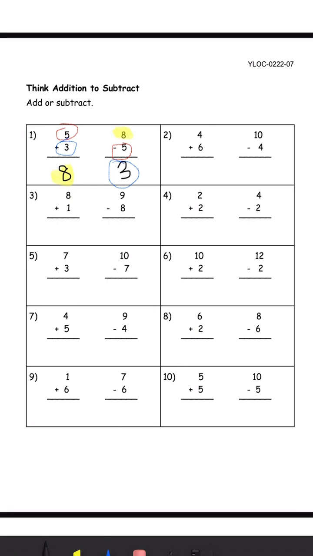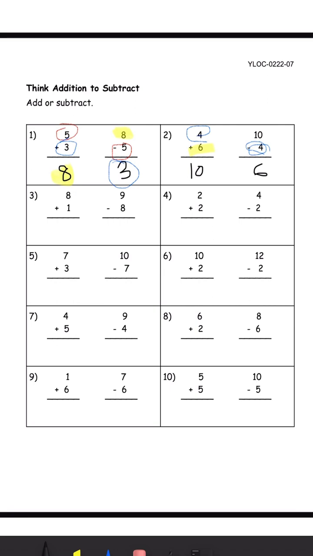So let's do number 2. We have 4 plus 6, that is 10. And we have 10 over here, right? 4 plus 6 equals 10. And 10 minus 4, what's our missing number? 6, right? So the answer would be 6. So 10 minus 4 equals 6.